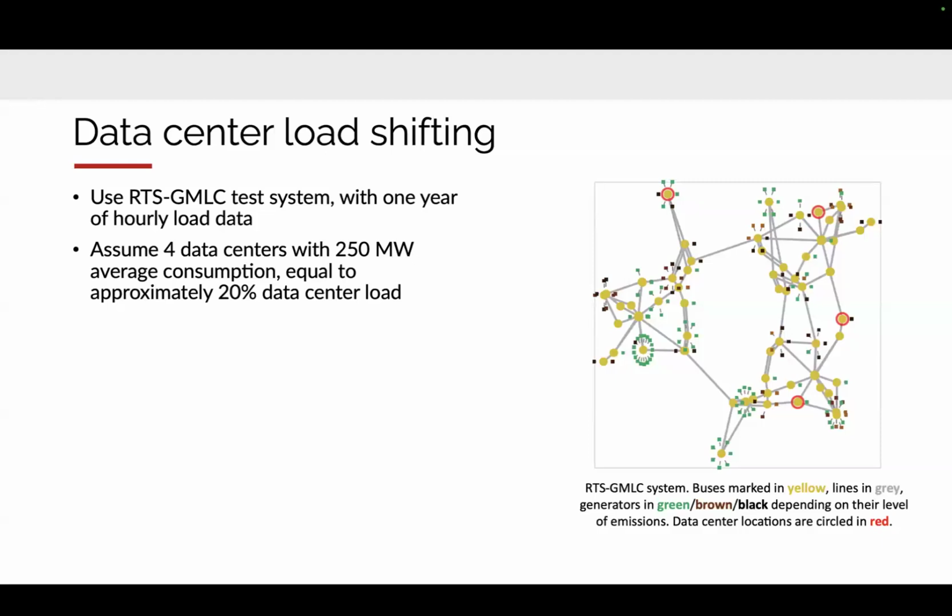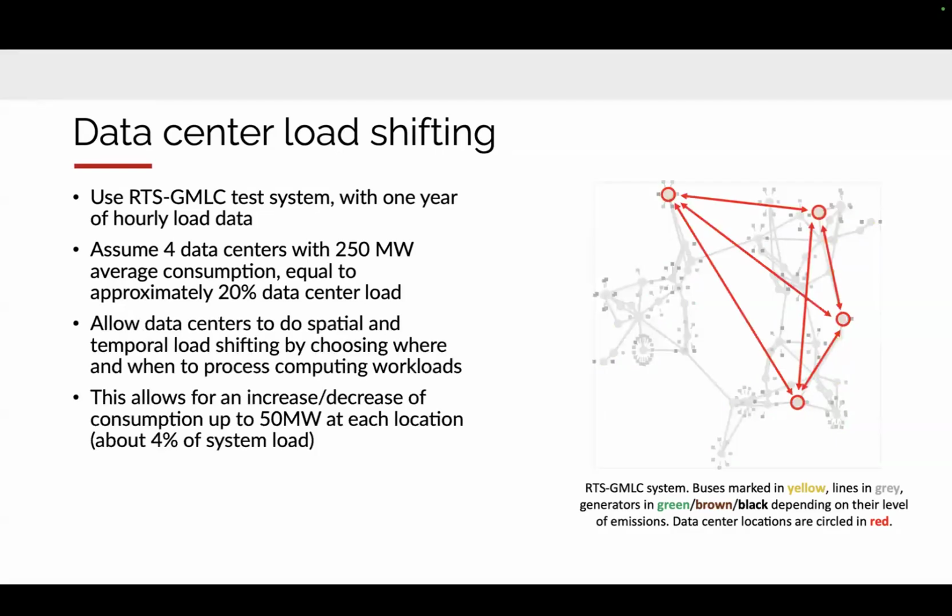We are assuming that we have 4 data centers in the system, located at these red circled nodes. Each of those has about 250 megawatts of average consumption, which equals approximately 20% of total system load. That is fairly comparable with the amount of power consumption we're seeing from data centers in regions like Virginia or Ireland, which have about 20% of load consumed by data centers.